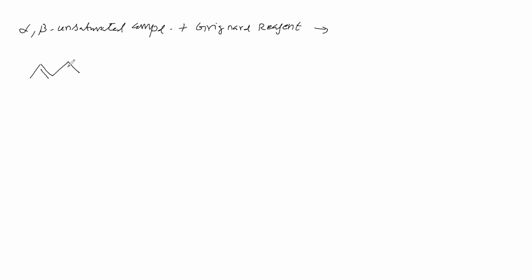Here pi bond is present, here pi bond is present, here O, here some R group present, here some R group present. This is a carbonyl group. This carbon is directly attached to the carbonyl carbon, therefore it is the alpha carbon, and this is the beta carbon. Between the alpha carbon and beta carbon, a pi bond is there, therefore it is called an alpha beta unsaturated compound.